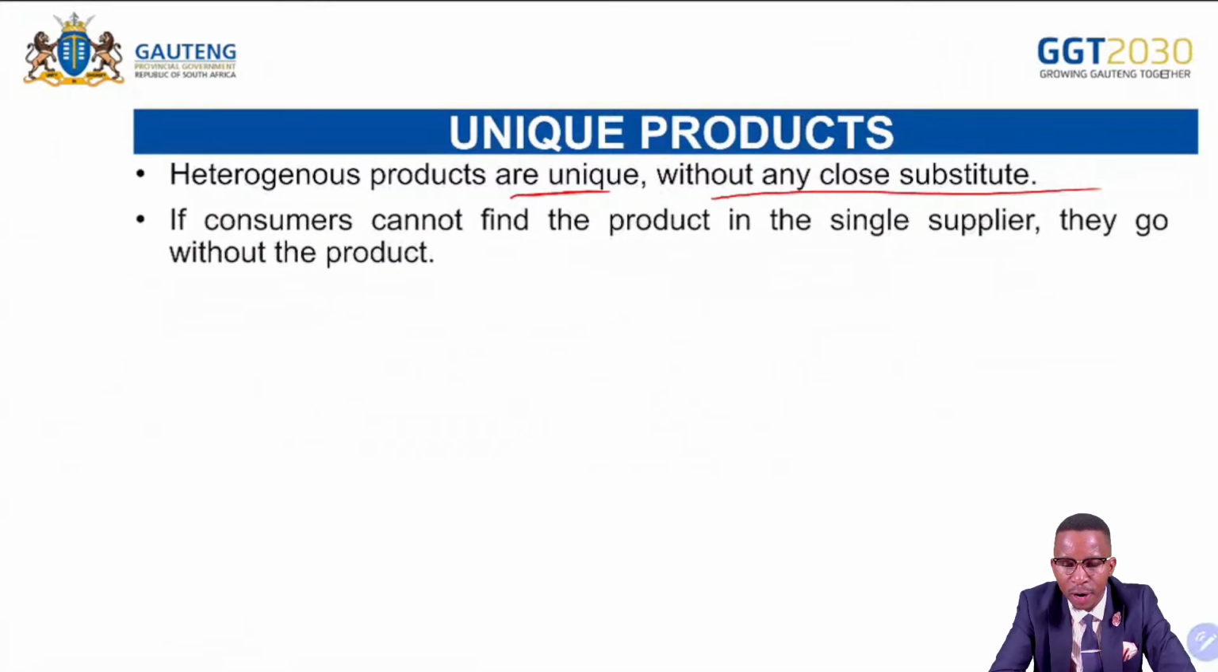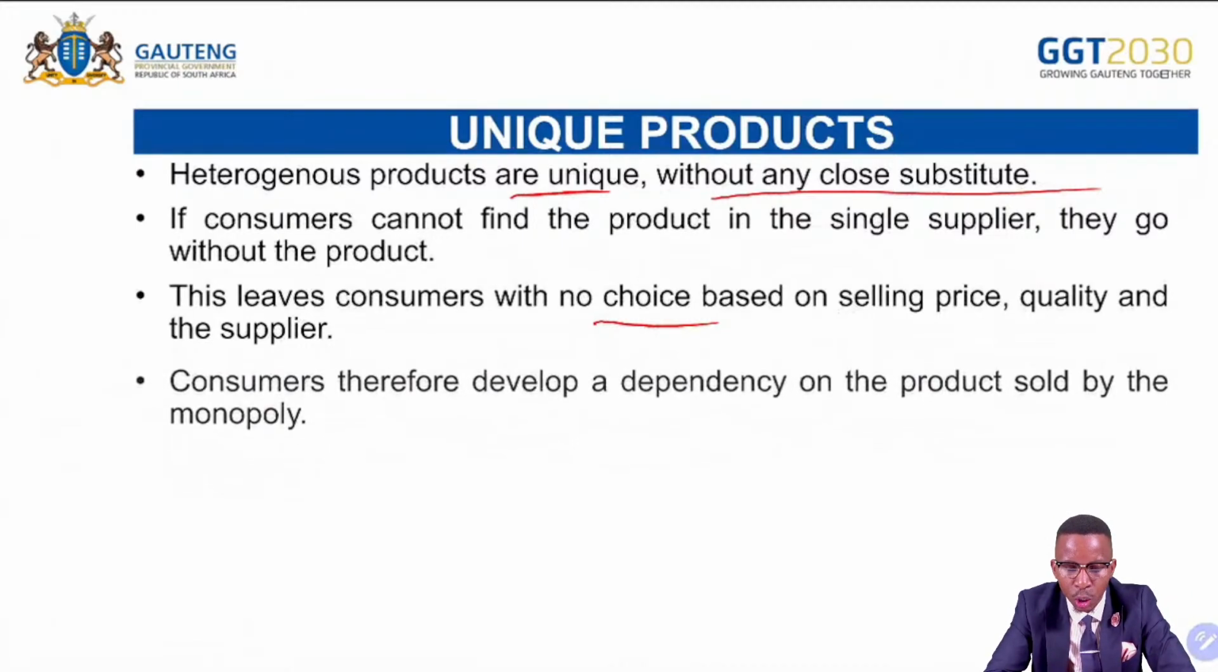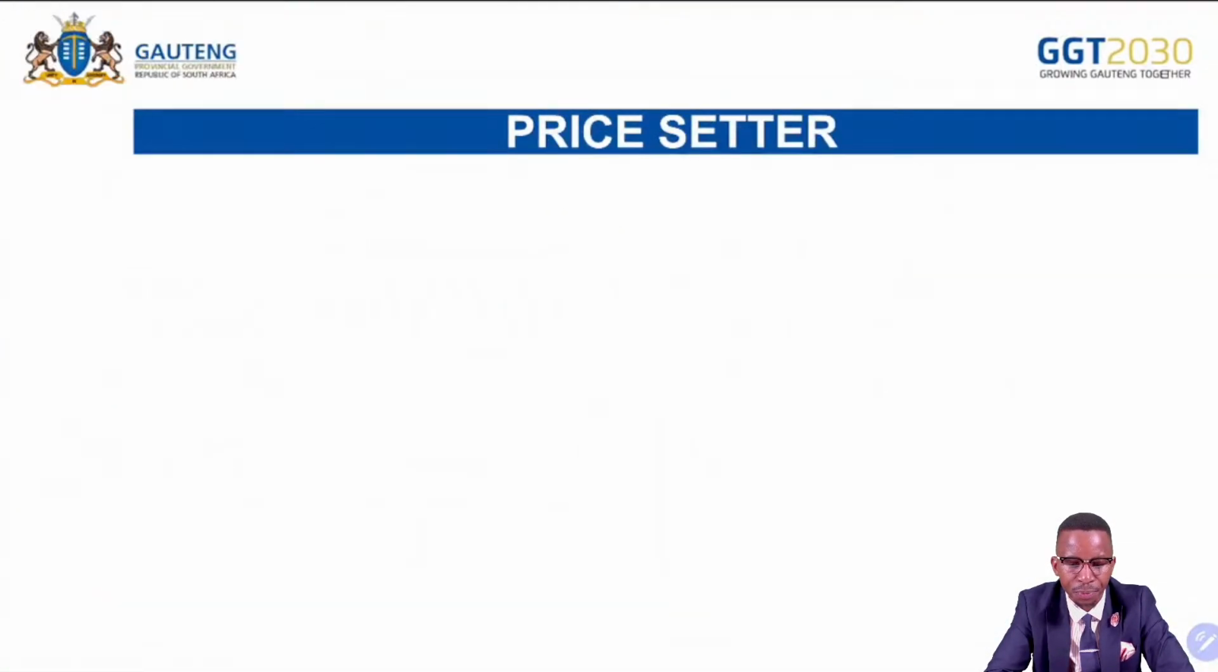If consumers cannot find the product from the single supplier, they go without the product. This leaves the consumers with no choice based on selling price, quantity, and supply. They have only one supplier, only one price, the given quantity, and no alternative choices. Consumers therefore develop a dependency on the product sold by the monopoly because the monopoly remains the only supplier without any competitor.